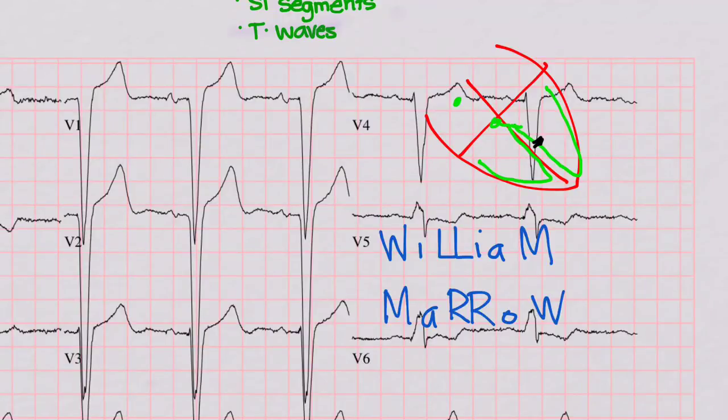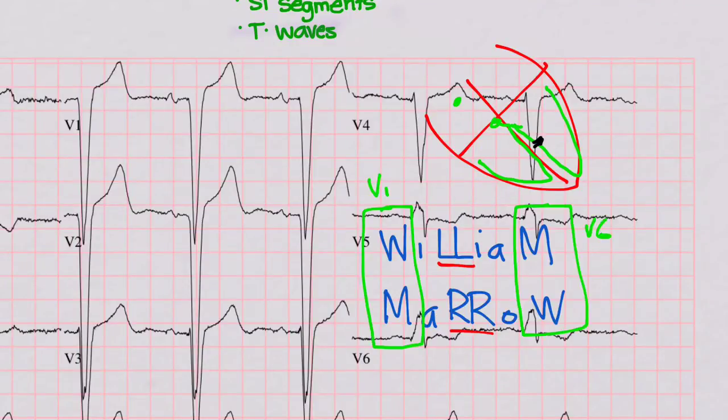Now you can remember all that, or you can remember this handy mnemonic, William Marrow, okay? And what this says is that if V1, this is V1 and this is V6, so V1 looks like a W and V6 looks like an M, it's a left bundle branch block. If V1 looks like an M and V6 looks like a W, it's a right bundle branch block.